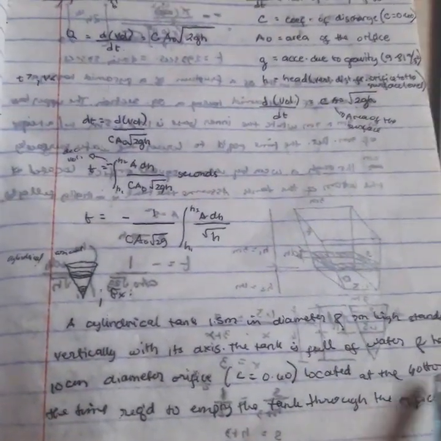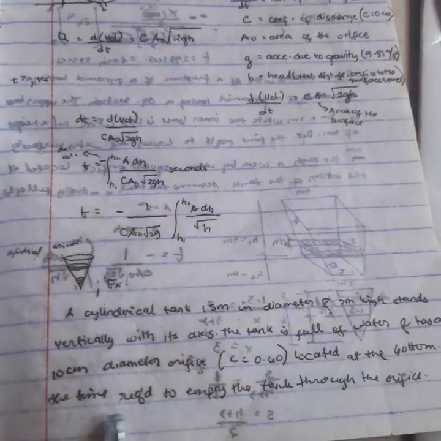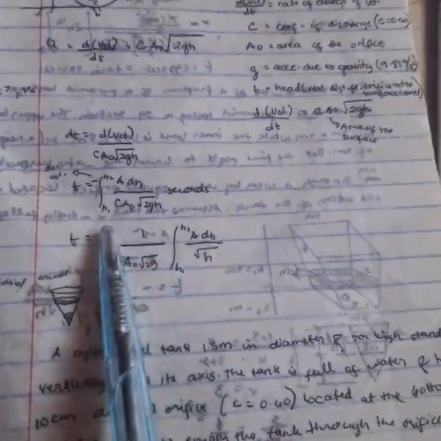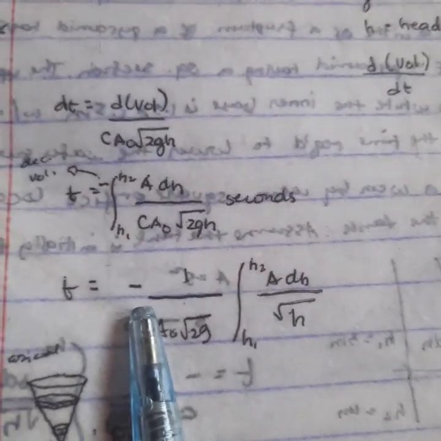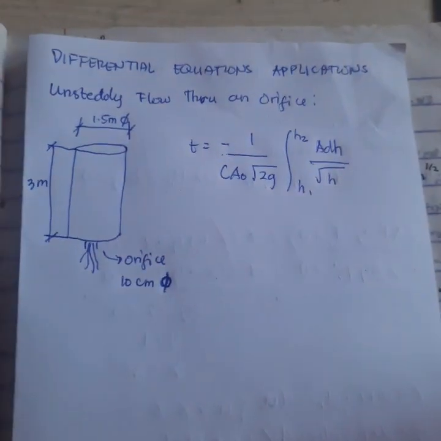So again, as I said earlier, time required. So our formula is to empty the tank. Meaning, to empty, the H2 becomes zero. So you need to analyze that, because you set the value of H. So, let's have the solution.